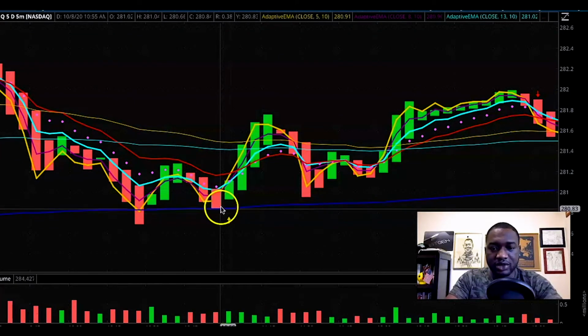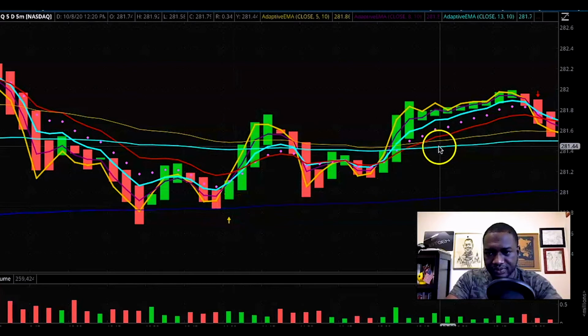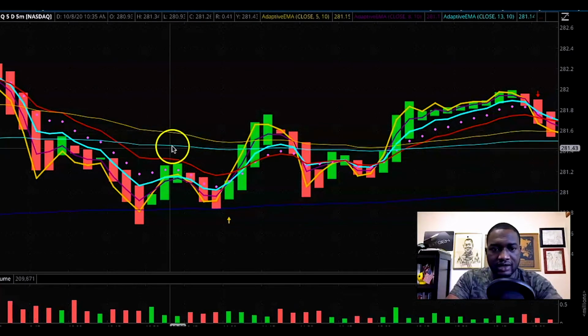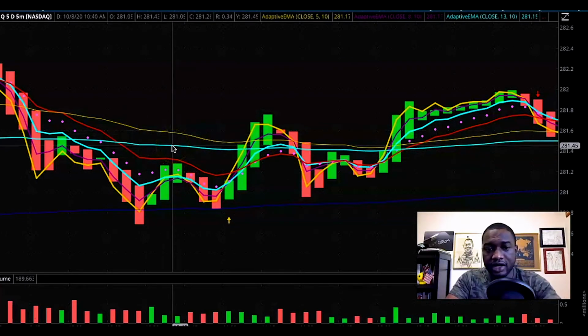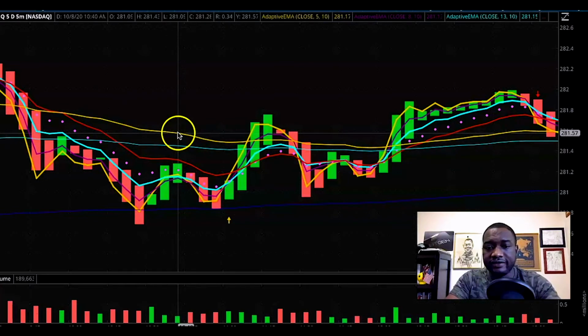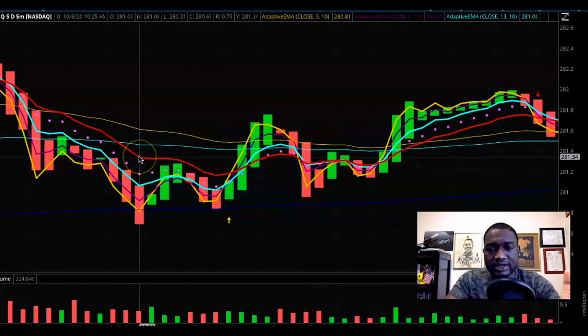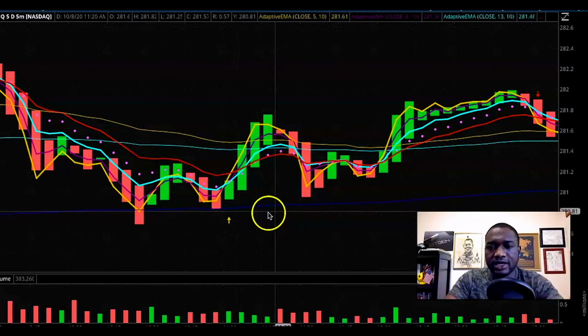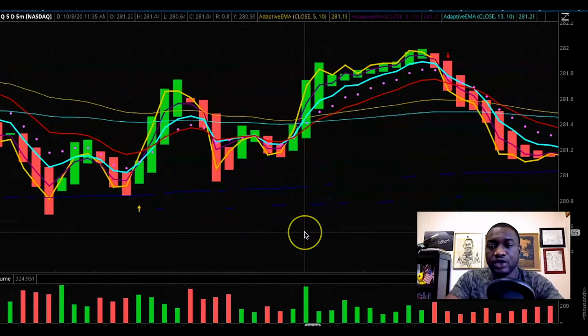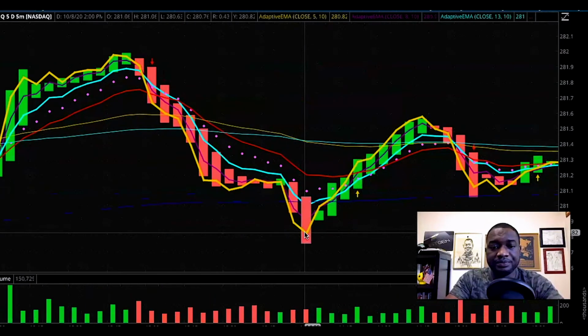I use it as support and resistance. This blue line is the 200. This line right here is the 100. The yellow line is the 50, and as we explained before, this dotted line is the 10. This red line is the 15, if I'm not mistaken. So you use it as support and resistance.